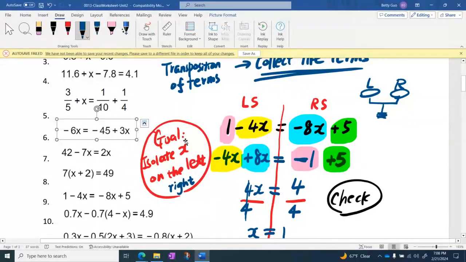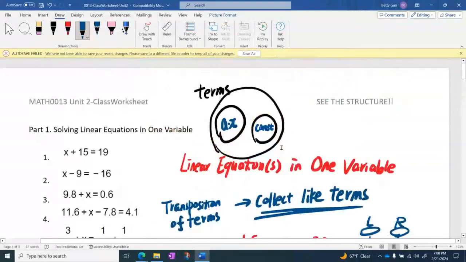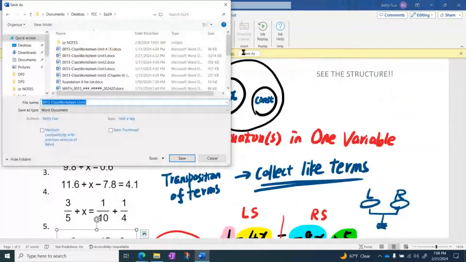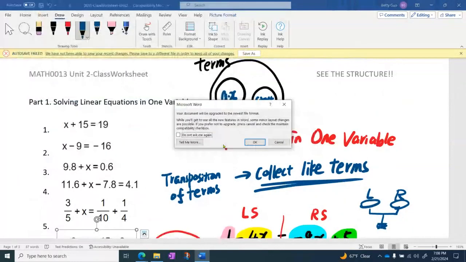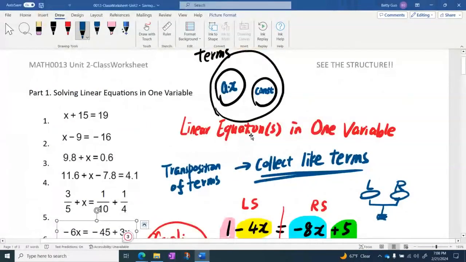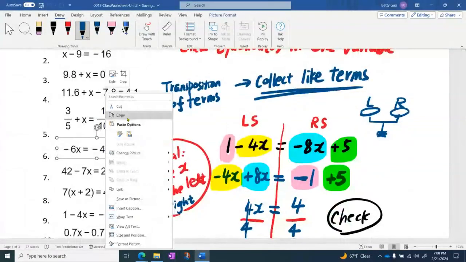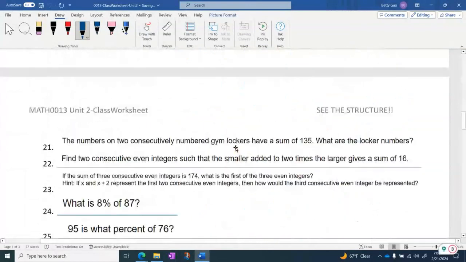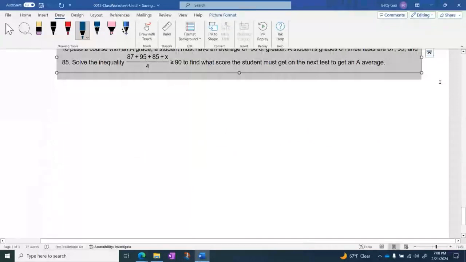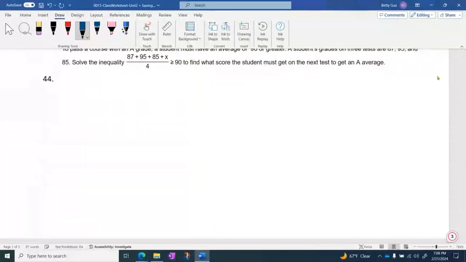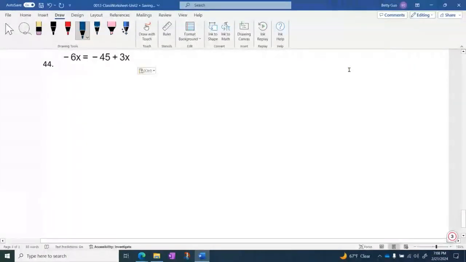Number 6, negative 6x. And let me see this 6x. I think I messed up. Copy. Paste. Give you a couple minutes. Work on this problem.